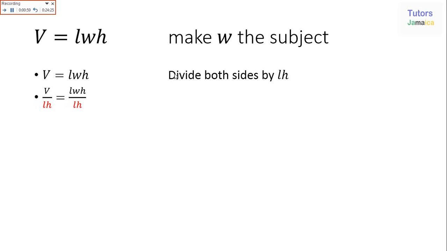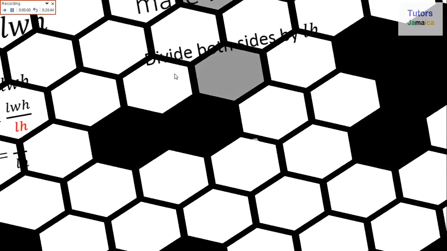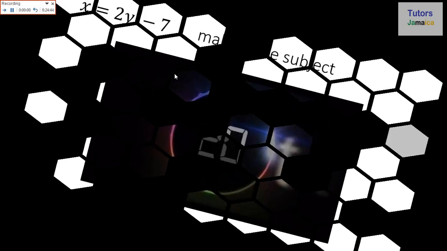So what we end up with is V over LH is equal to LWH over LH. So what we end up with is W is equal to V over LH. Quite simple, very easy, right? So let's look at our next one.